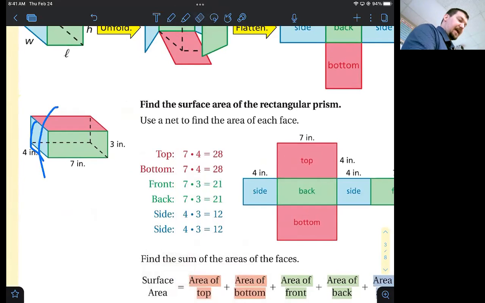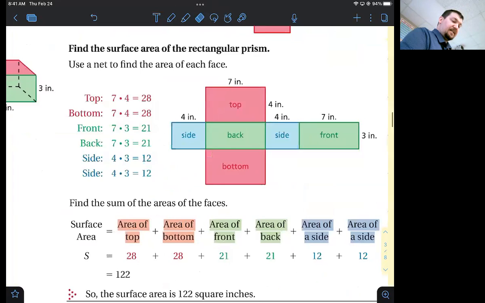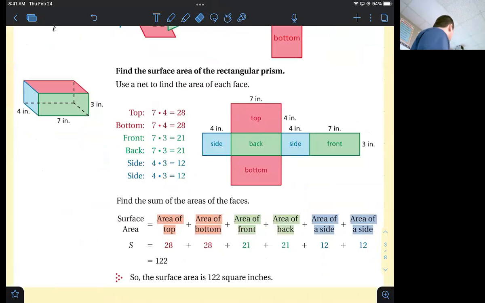And you just add these areas together. So really not a difficult problem to do. 28 plus 28 is 56. 21 and 21 is 42. 12 and 12 is 24. You add that together, you're getting 122 squares. Okay? That's what we're going to do tomorrow.